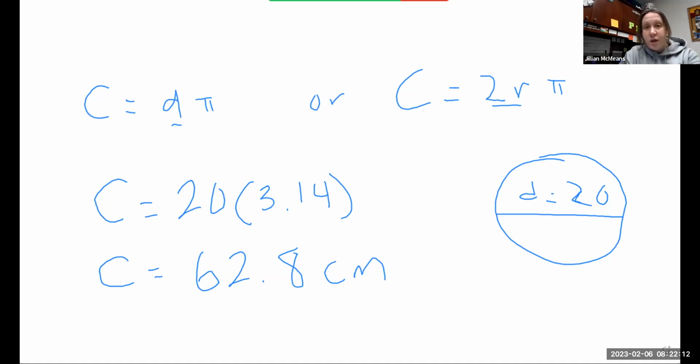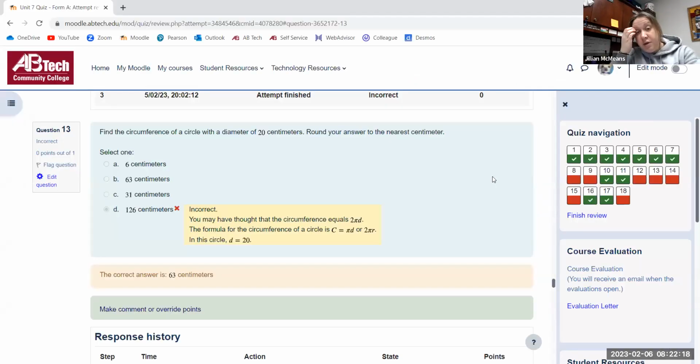All right. So let's see what Moodle says. And it says here, round your answer to the nearest centimeter. We got 62.8, so that would round to 63 centimeters. All right. You might have found the area. Let me see.